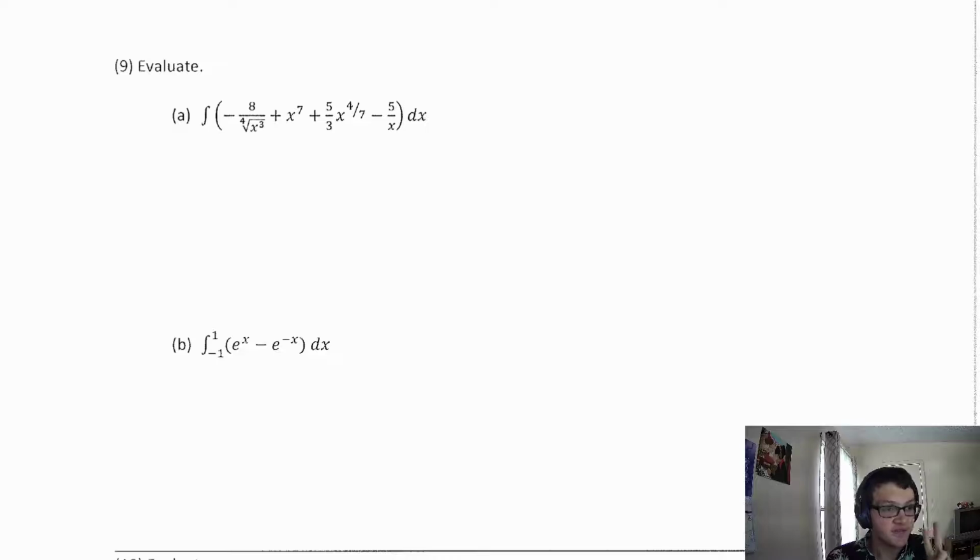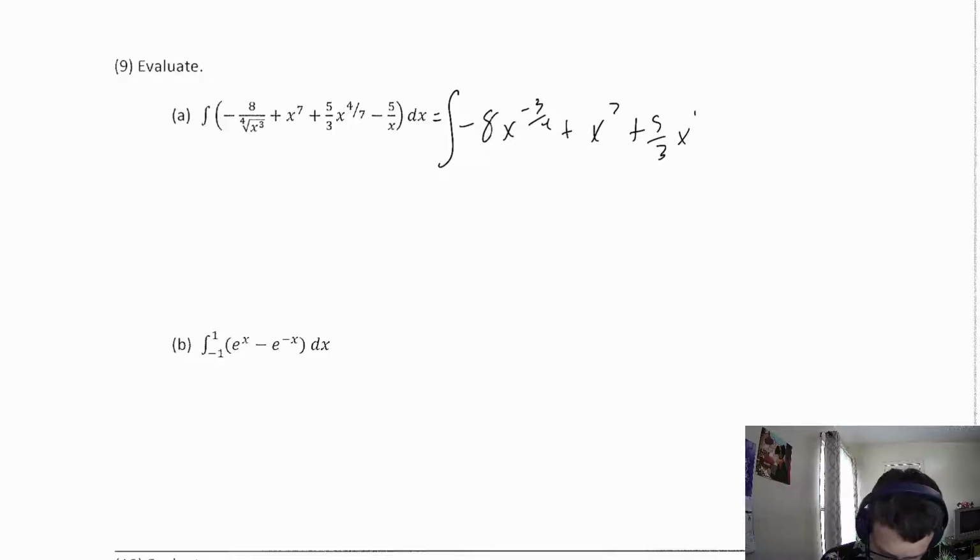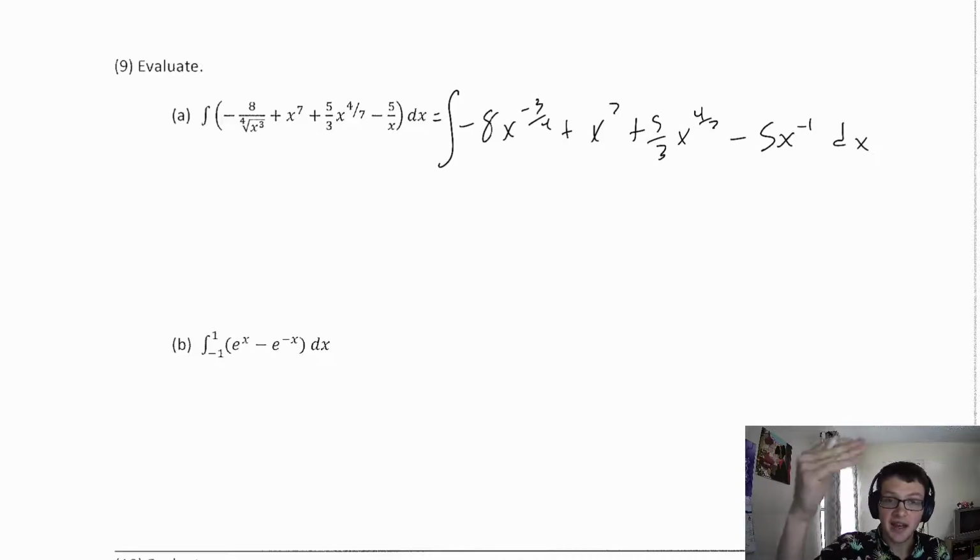For number 9, we have 2 integrals that we want to evaluate. And just like when we're taking derivatives, it's helpful to rewrite everything as exponents. When we're taking integrals, it's also helpful. So this integral, we can rewrite it as the integral of minus 8 times x to the minus 3 over 4 plus x to the 7 plus 5/3 x to the 4 over 7 minus 5x to the minus 1 dx. And now we can just go term by term, adding 1 to the exponent and multiplying by the reciprocal.